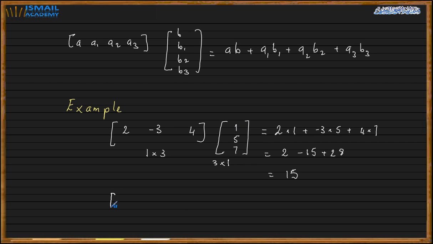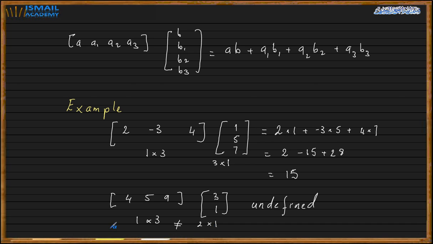So suppose I have, for example, 4, 5, 9, and I have 3, 1. So this is 1 by 3 and 2 by 1. You see those two are not the same, they are different, so undefined. So we cannot find the multiplication of those two matrices. So I hope you got the idea here.